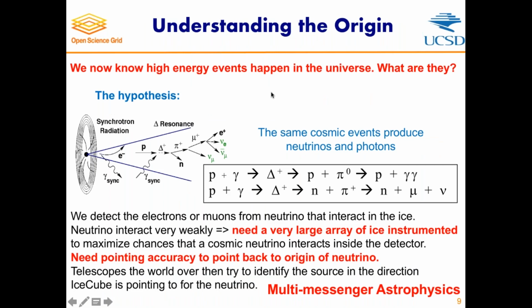Now we get to what do we want to do with this? We want to understand the origin of these highly violent events in the universe, and we have a hypothesis for where they come from. And according to our hypothesis, a cosmic accelerator of sorts, and I'll talk more about this in a second, will throw out both neutrinos and light. If you look at this, and I don't want to go into details, but these two reactions in the end create neutrinos and photons.